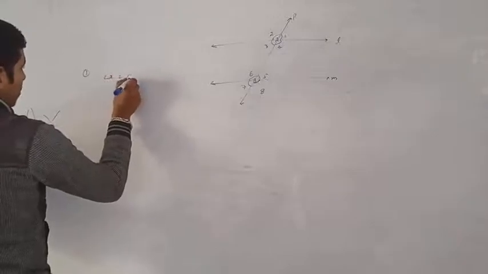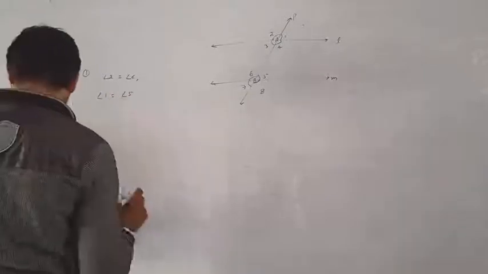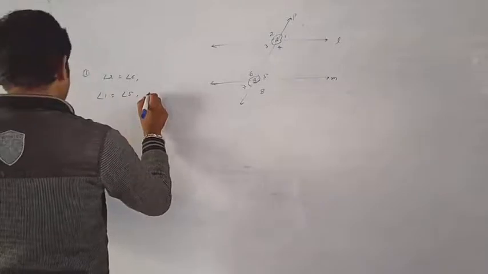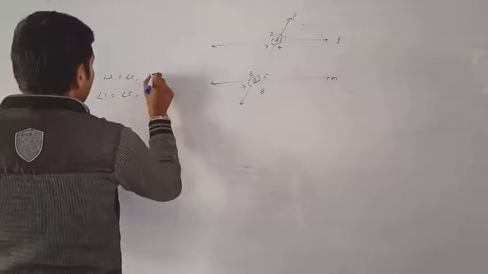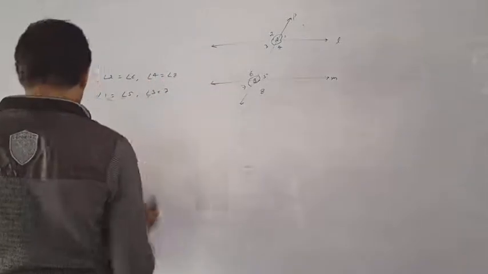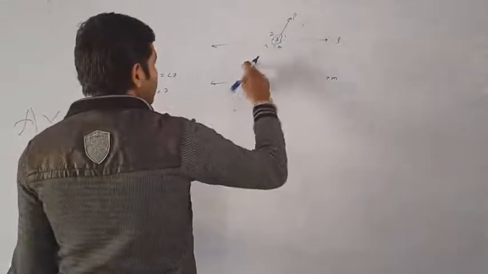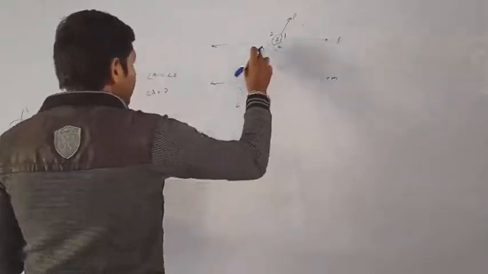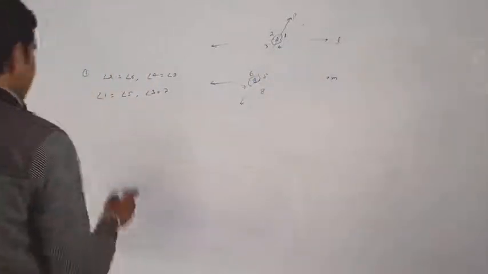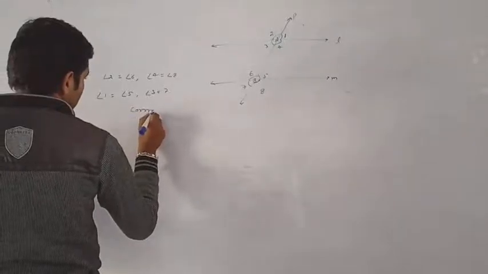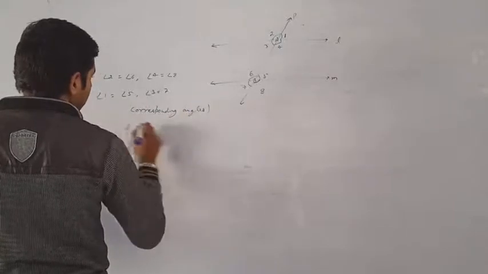Here angle 2 is equal to angle 6, angle 1 is equal to angle 5, angle 3 is equal to angle 7 and angle 4 is equal to angle 8, because corresponding angles are equal. Okay, because of corresponding angles.